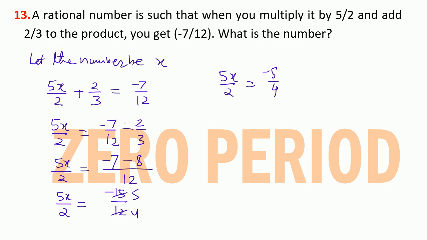Then you can take the cross multiplication. 4 multiplied by 5x and 2 multiplied by minus 5. 4 5s are 20x is equal to 2 5s are 10. Then x equal to minus 10 upon 20. This 20 transposes to the right hand side. Then 10 1s are 10 and 10 2s are 20. x is equal to minus 1 by 2. So finally we get the number which is minus 1 by 2.